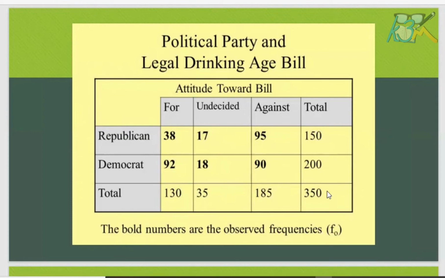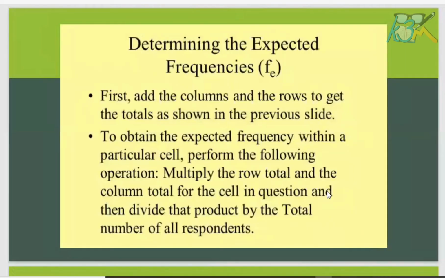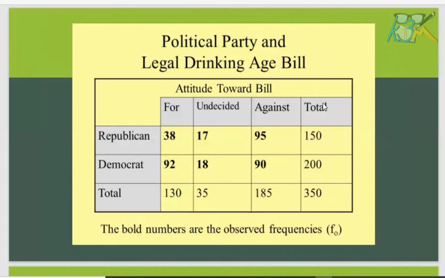Distribution table. So next, ito. So now we determine the expected frequencies. So first, i-add natin yung columns and the rows to get the total as shown in the previous slide. So ito yung total. Before pa ito, itong mga naka-bold, yan pa lang muna yung data natin.